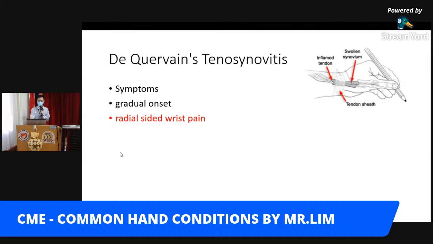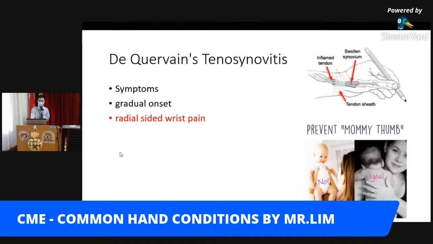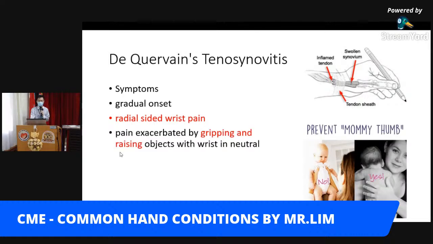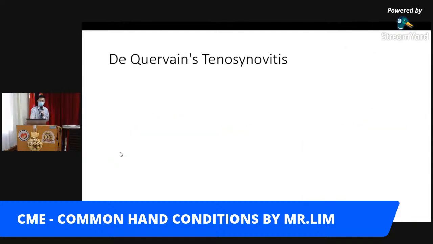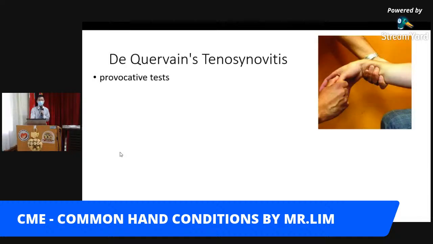It is gradually onset radial-sided wrist pain, as I told. And the pain is exacerbated, increased by gripping and raising some objects. How do we confirm this diagnosis? Also a clinical diagnosis, we provoke the pain. A little bit, not too much.